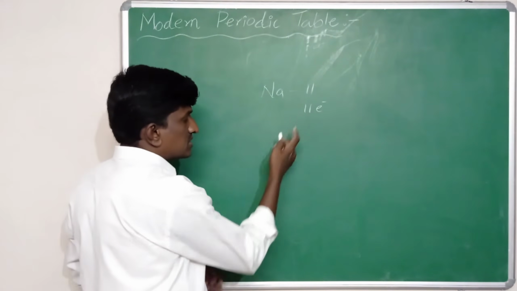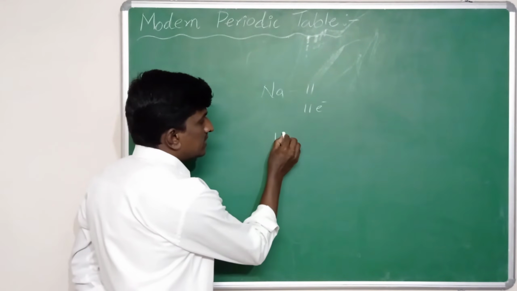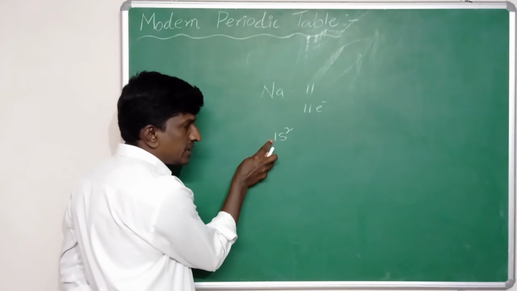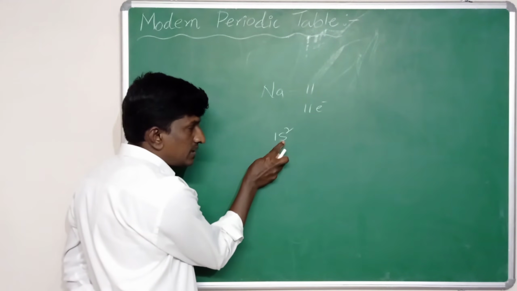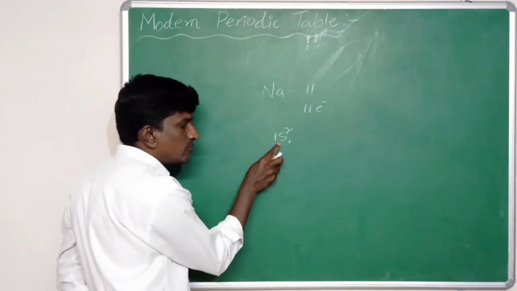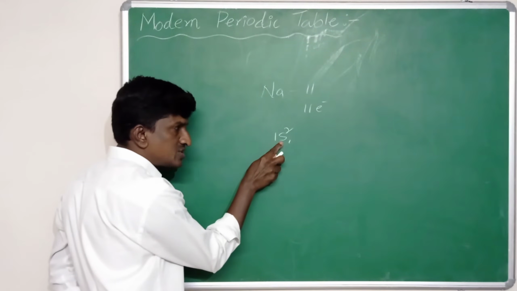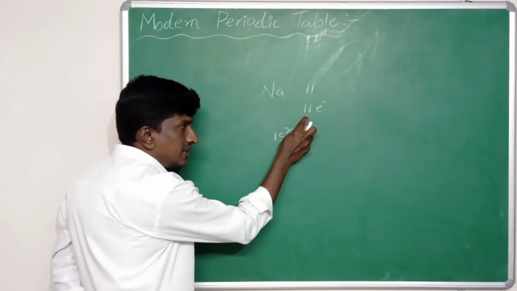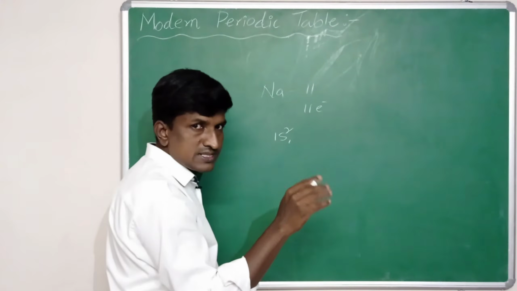So 11 electrons are there in sodium. The first 2 electrons are filled into the first main shell and subshell s, and the s subshell can hold 2 electrons. Only one subshell is there in the first K shell, so only 2 electrons are filled. Still the sodium has 9 electrons.